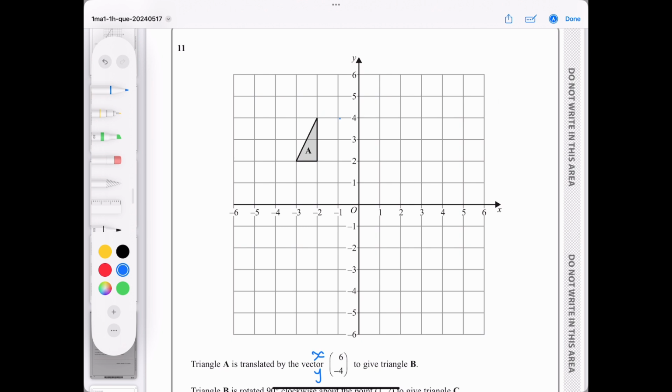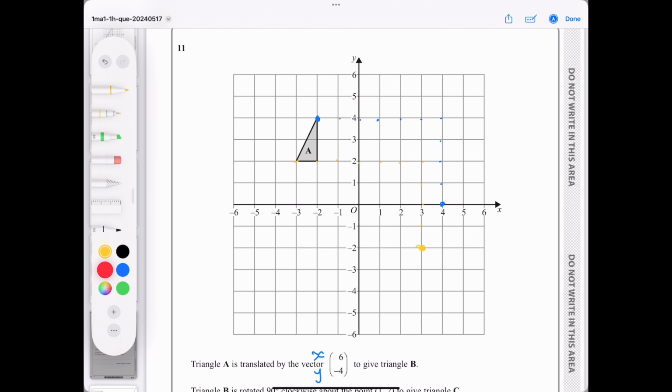So let's go 1, 2, 3, 4, 5, 6. So that vertex goes to there, and then we're going down 4. 1, 2, 3, 4. So this one goes to there. I'm just going to mark this one up. So 1, 2, 3, 4, 5, 6. 1, 2, 3, 4. There we go.